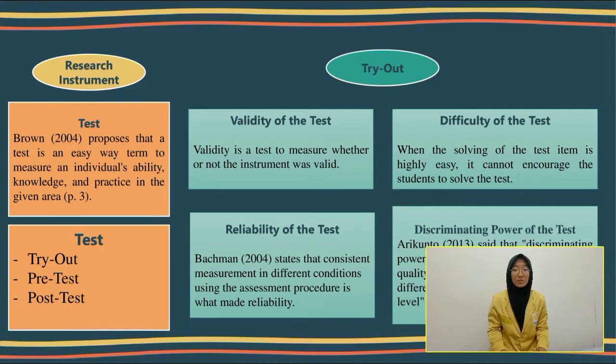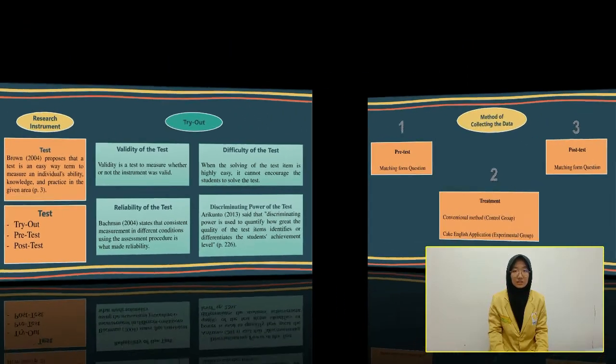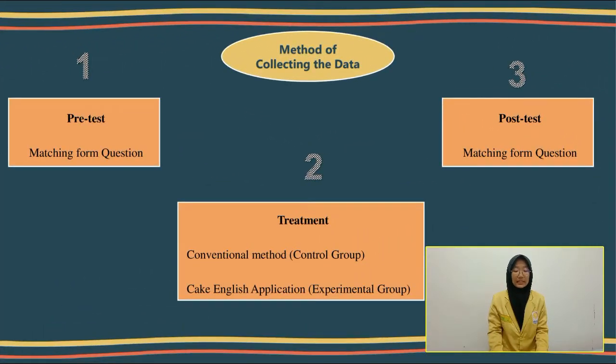The last is the discriminating power of the test. It is to know how great the quality of the test items is in identifying differences in students' achievement levels, based on Arikunto 2013.